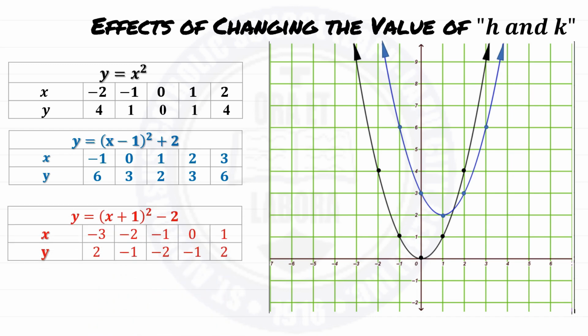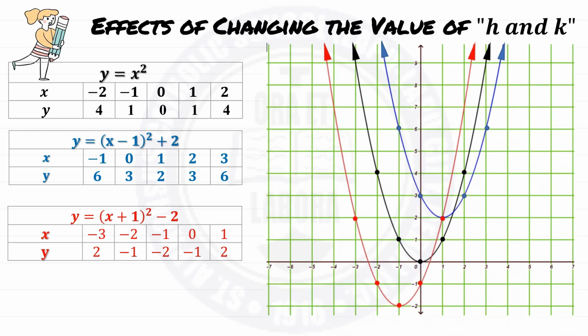Next, y equals quantity x plus 1 squared minus 2, where h is negative 1 and k is negative 2. The values of x are negative 3, negative 2, negative 1, 0, 1, and the values of y respectively are 2, negative 1, negative 2, negative 1, 2. If we graph this one, we arrive with this. The red graph represents y equals quantity x plus 1 squared minus 2, where h is negative 1 and k is negative 2.